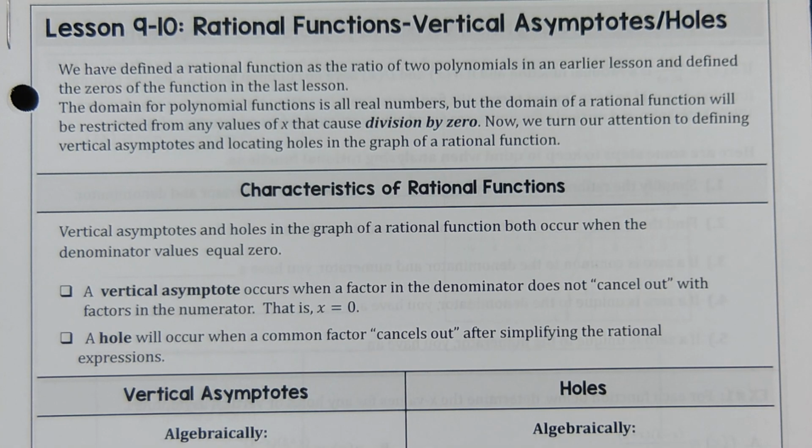So I could read it verbatim, I guess. We have defined a rational function as the ratio of two polynomials in earlier lessons. Defined the zeros of the function in the last lesson, and specifically the zeros were what makes the top equal 0. So if you can make the numerator of a fraction equal 0, then the whole fraction equals 0. The domain for all polynomials is the same, all real numbers. However, the moment you put a polynomial in the bottom of a fraction, now you have to worry about its zeros because you're never allowed to divide by 0. Big time no-no. So dividing by 0 in rational functions causes one of two things. Either A, a hole in the graph, or B, a vertical asymptote.